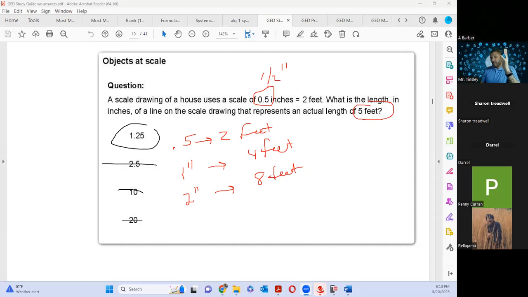So again, mental math is important. Using your calculator is important. And understanding what answer you expect is also important. Okay. All right. What's next?